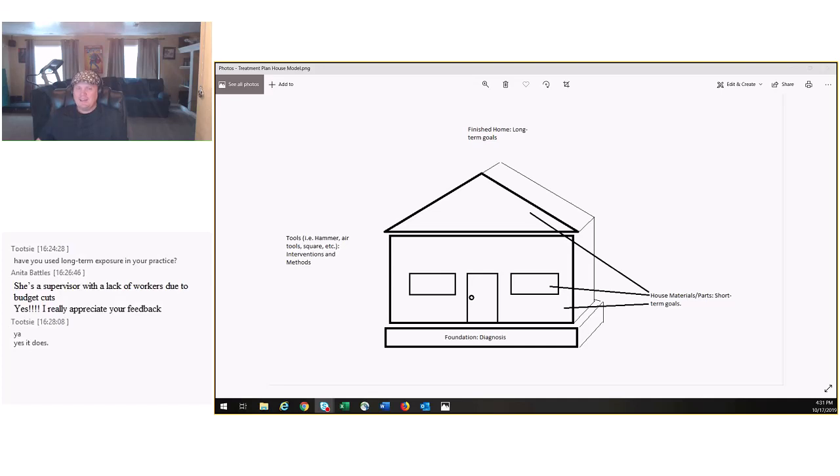Excellent. Any other questions or thoughts about treatment planning, interventions, and putting them into play? Or any thoughts?